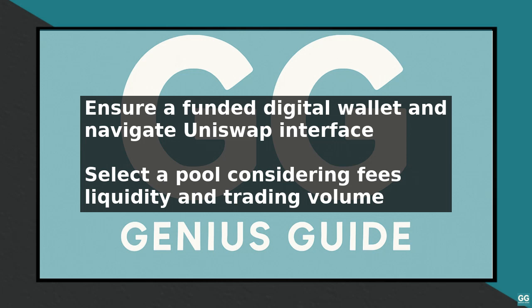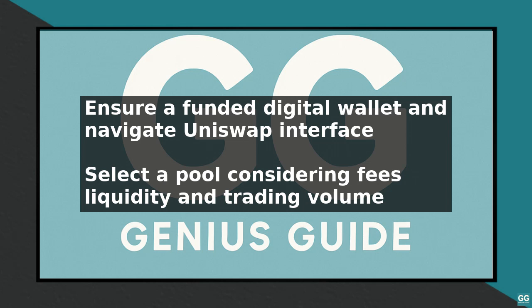Next, click on the Add Liquidity button and enter the amount of tokens you want to provide. It is crucial to maintain a balanced ratio of the two tokens in the pool to avoid impermanent loss. The Uniswap protocol will calculate the amount of the other token you need to add to maintain this balance.